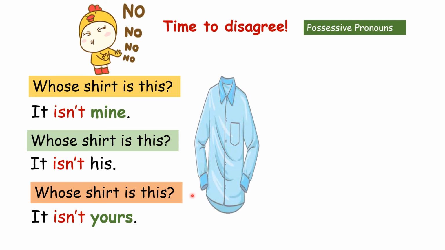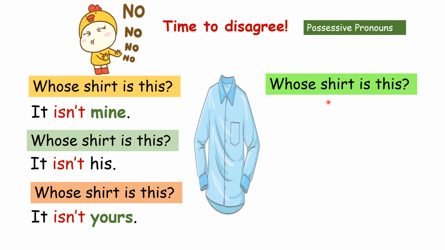Okay? Now, next, whose shirt is this? Still asking about one thing because we're still using "is this." To disagree, we say, "It isn't theirs." It isn't theirs, meaning we're saying that this shirt does not belong to them, to those people.